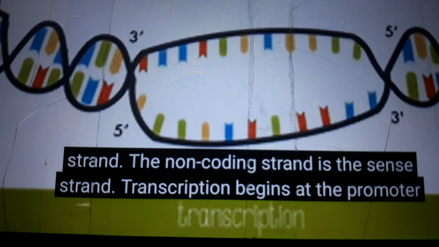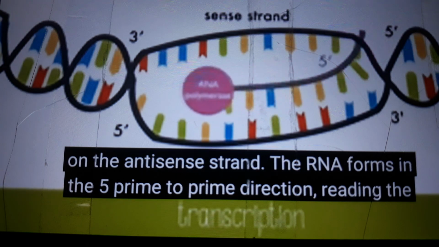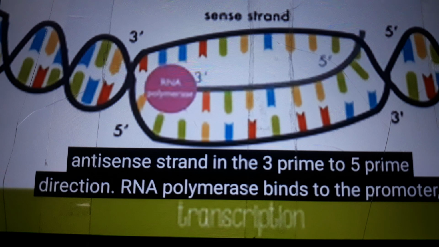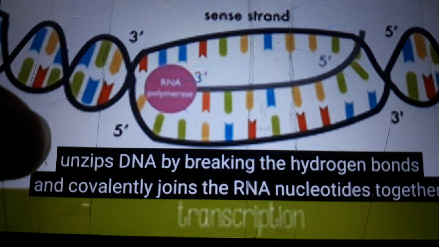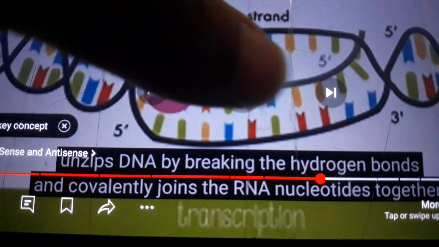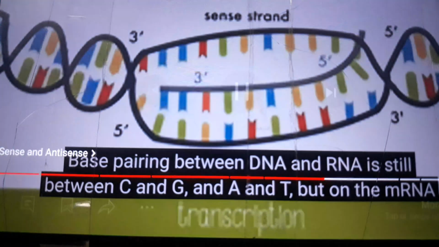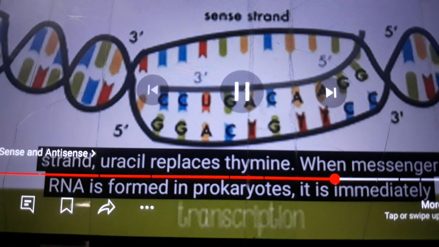Transcription begins at the promoter on the antisense strand. The RNA forms in the 5' to 3' direction, reading the antisense strand in the 3' to 5' direction. RNA polymerase binds to the promoter, unzips DNA by breaking the hydrogen bonds, and covalently joins the RNA nucleotides together. Base pairing between DNA and RNA is still between C and G, A and T, but on the mRNA strand, uracil replaces thymine.